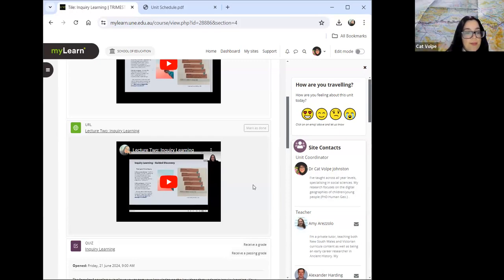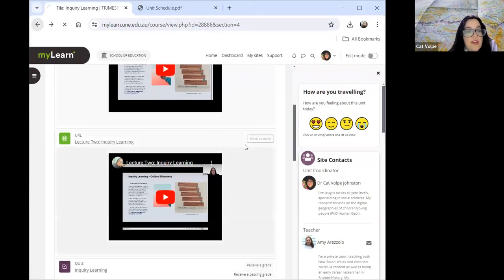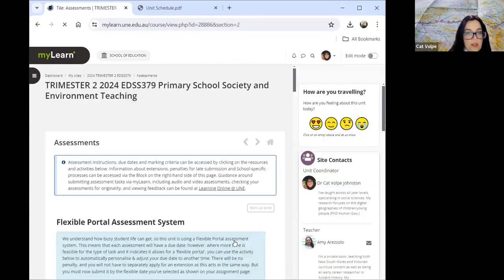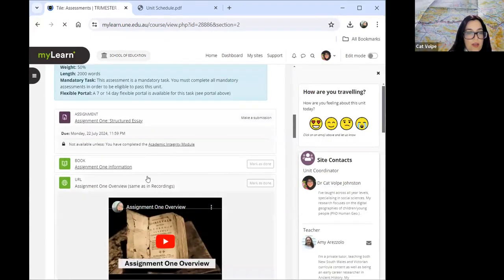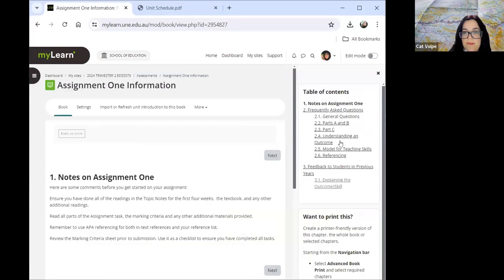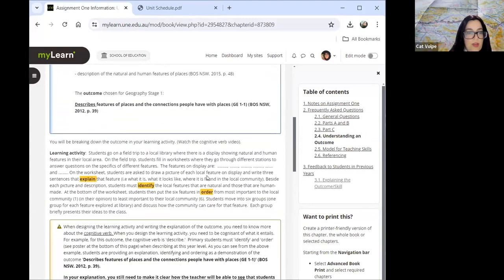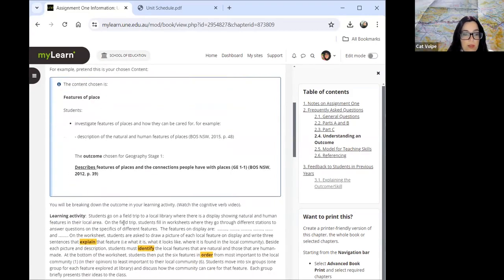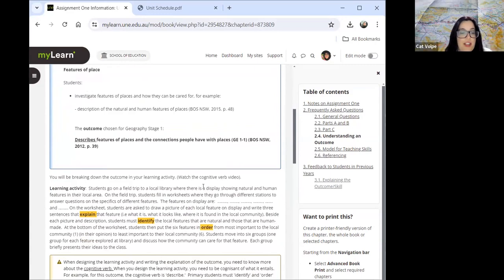That's an example there. In addition to that, if you want something that's more concrete and written, in the assignment 1 section, in assignment 1 information, here's an example of a learning activity. I used the geography syllabus as an example. You can see that it's not written in dot points, but you of course can do that in dot points. This just shows a simple learning activity.